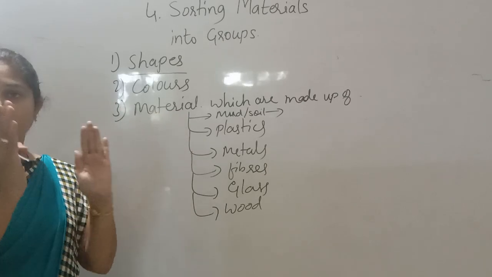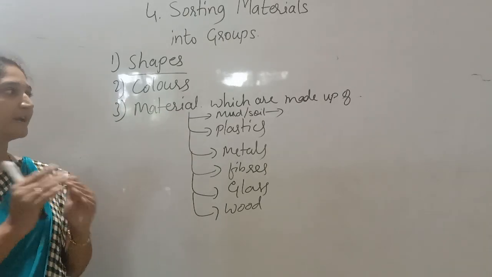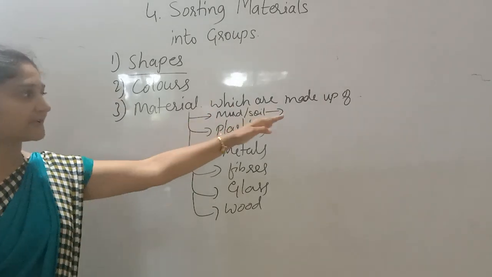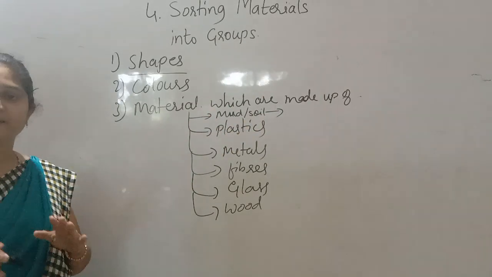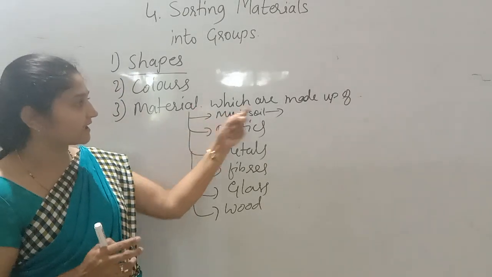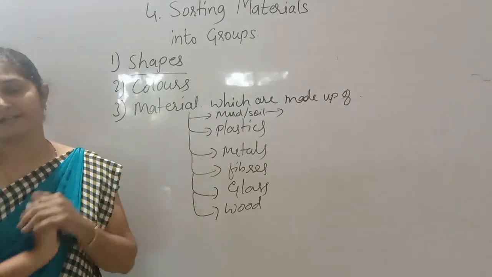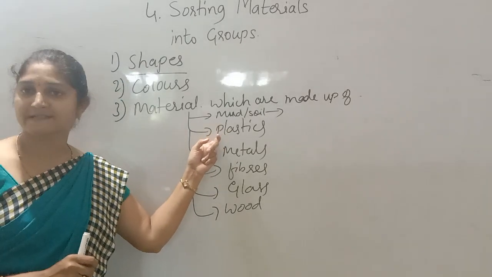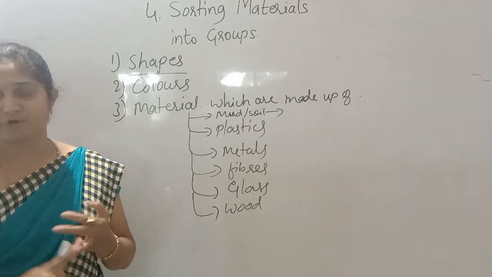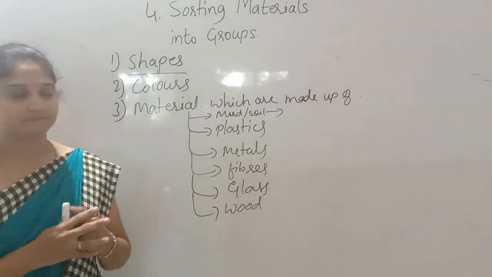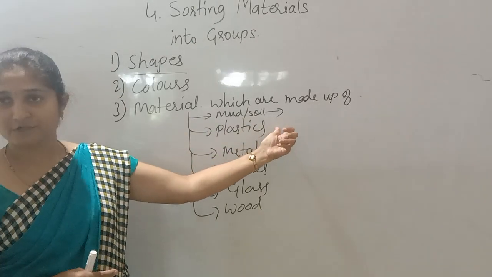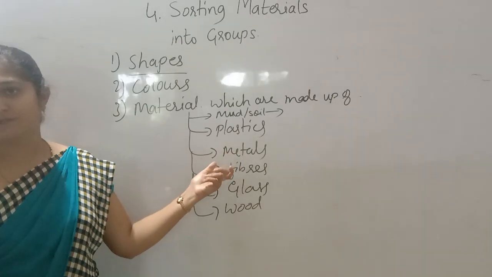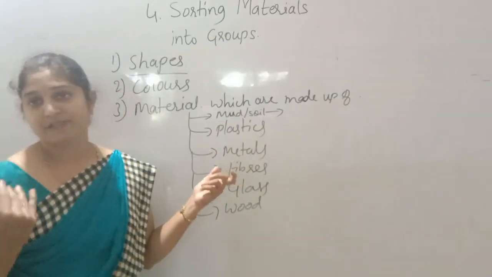Okay, if the objects are made of earthen material, then mud or soil, they are classified in this group. Those objects are made of the material mud and they are classified in that group. And objects which are made up of plastic, like a bottle, tiffin box, and toys, whatever, make a group in plastic material. Metals like iron box or automobile tools, screwdriver.